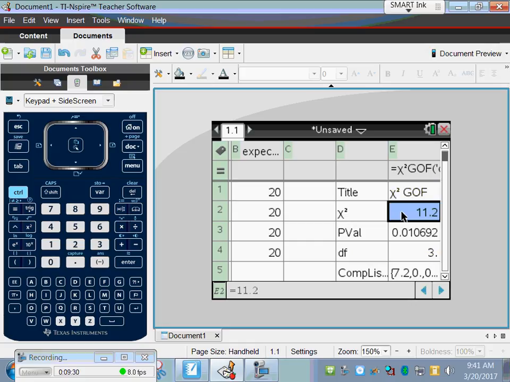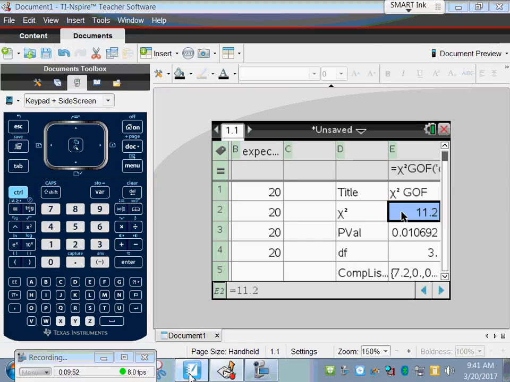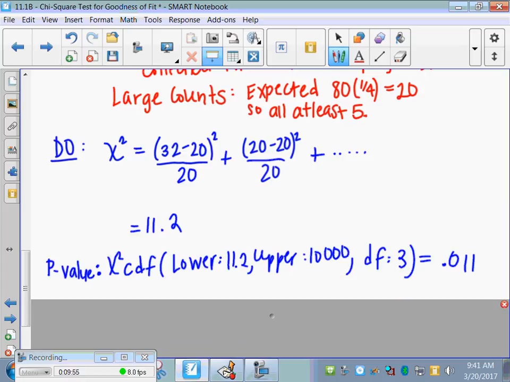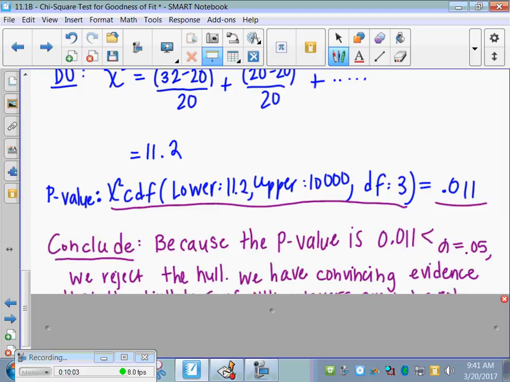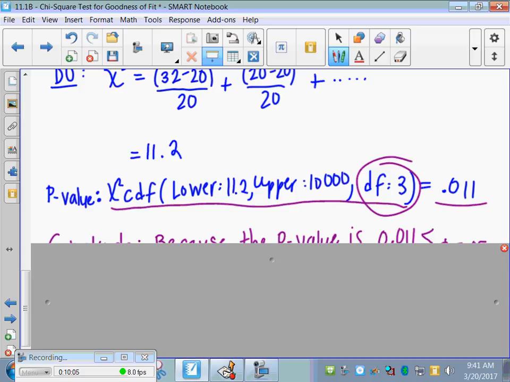All right, so it gives us the chi-squared, which is what we would get if we plugged it all into the formula, right, the 11.2. And then it gives us the p-value, which we could also find by doing the lower, upper, and degrees of freedom. Remember chi-squared CDF. You can also find it that way. You have to list all 3 of those things on your test, okay? So again, you could do the p-value like this with chi-squared CDF, which gives us 11%, or you can use the test on your calculator. And don't forget, you must always state your degrees of freedom on the test.